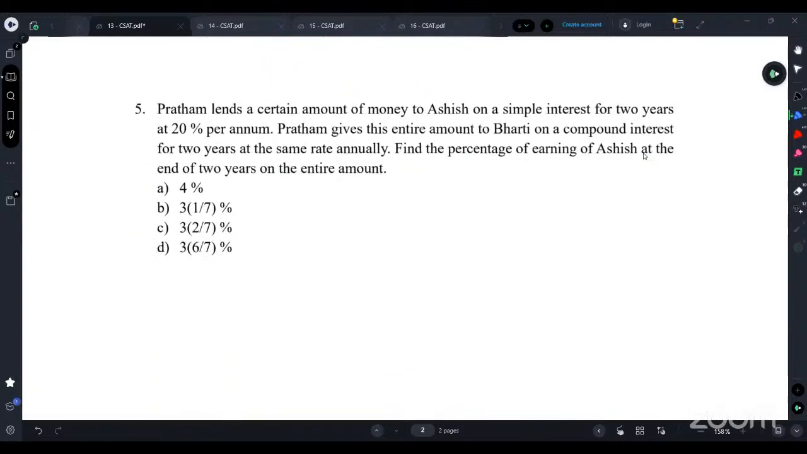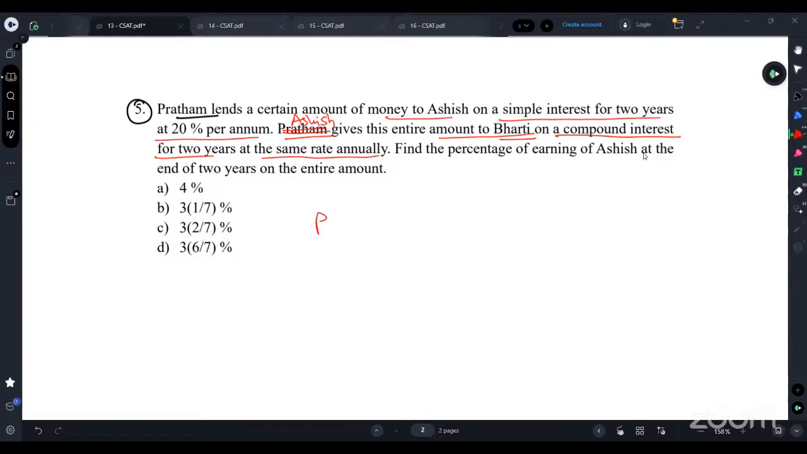Now let's see the fifth question. Fifth question says, Pratham lends a certain amount of money to Ashish on simple interest for 2 years at 20% per annum, right? Now Pratham gives this entire amount to Bharti. Now here it shouldn't be Pratham, here it should be Ashish. Okay, this was a mistaken question. Ashish gives this entire amount to Bharti on compound interest for 2 years at the same rate annually.